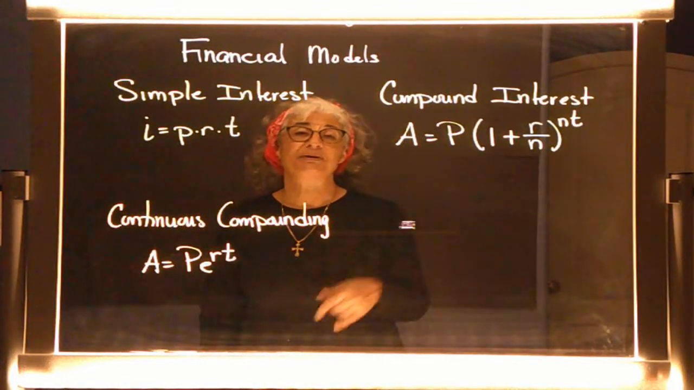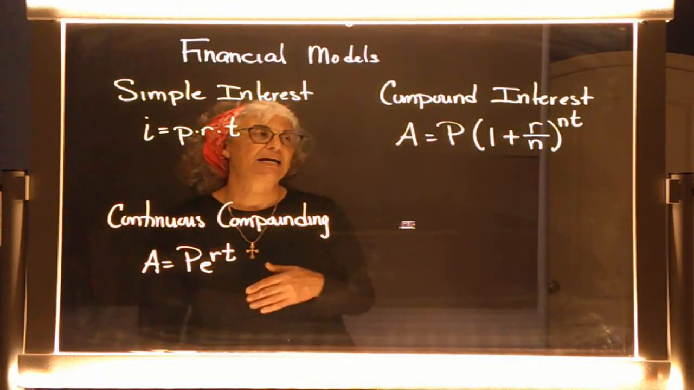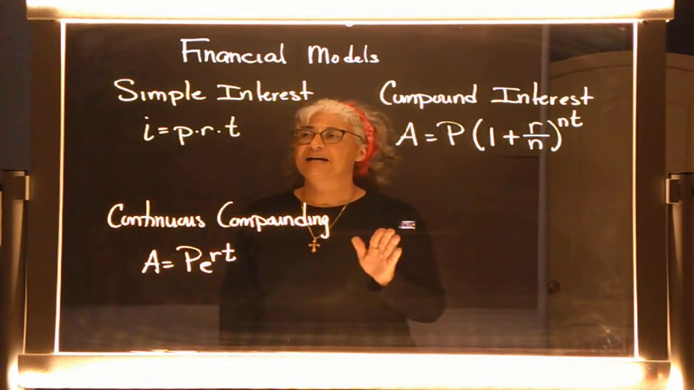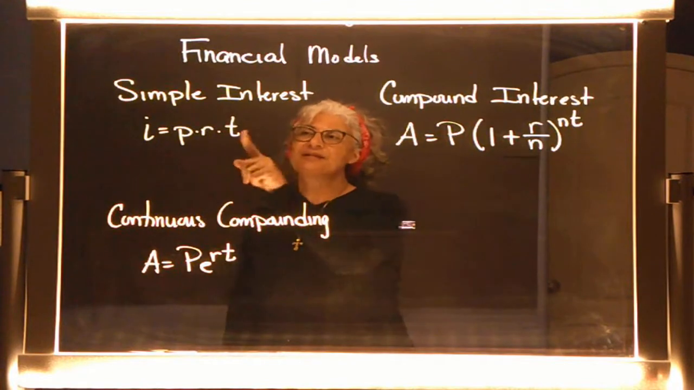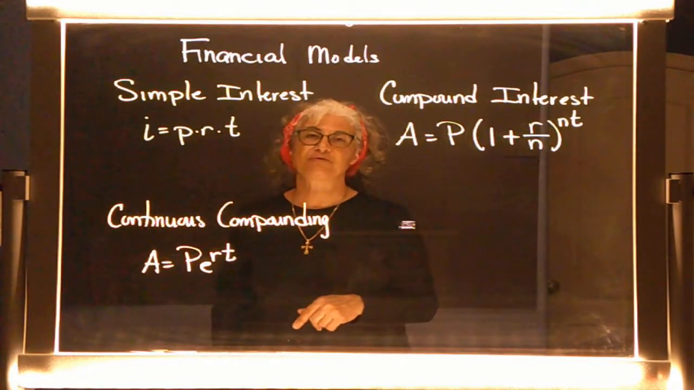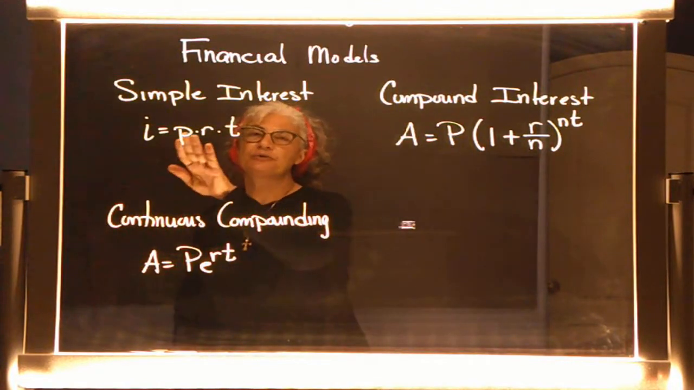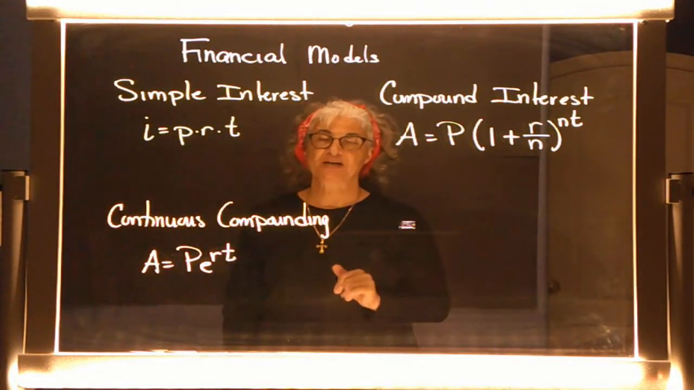Okay, so let's talk about some financial models, all right? One of these, maybe two of these you've seen before, and maybe you haven't. So the simple interest one, I'm pretty sure you've seen before. Quite a while ago, but I believe you've seen it. I equals P times R times T, okay?